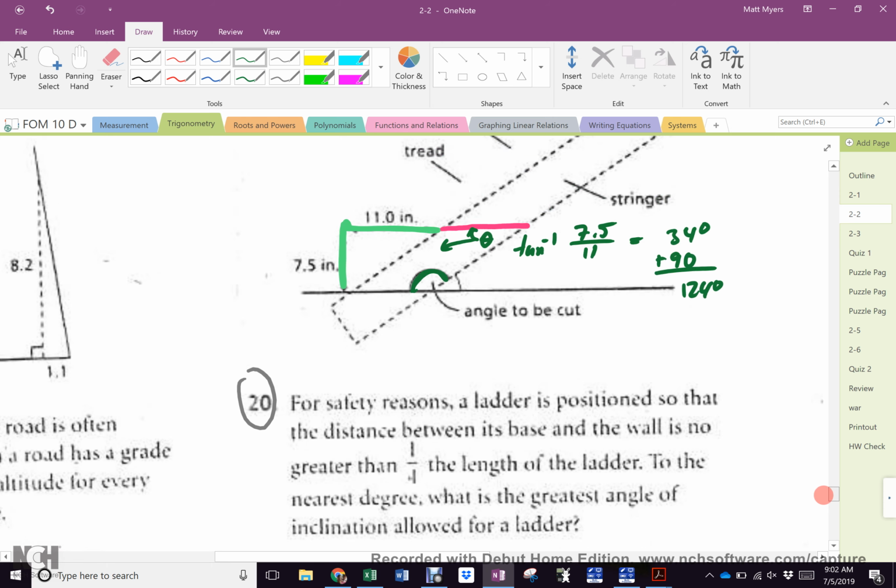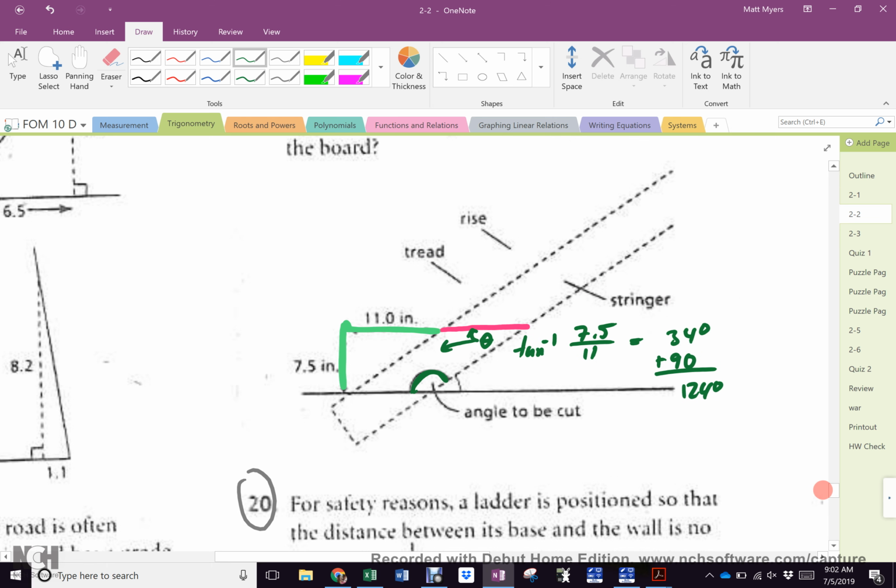146. That ain't right. No, because this is 90 and that's 34, so it's 124. That's right. That answer is not right. Unless I did that wrong. Opposite over adjacent. No, I did it right.